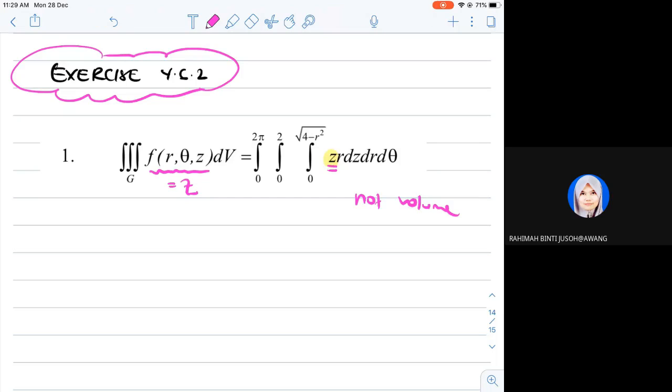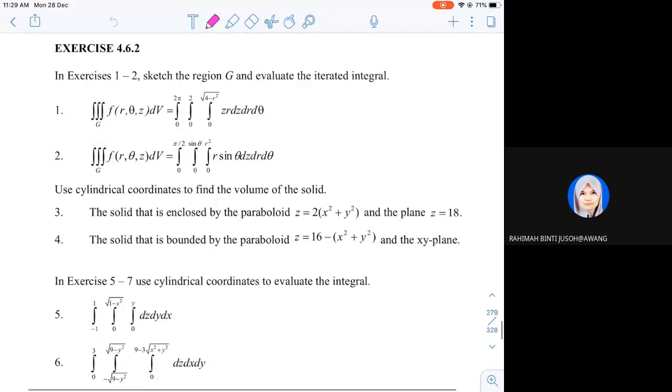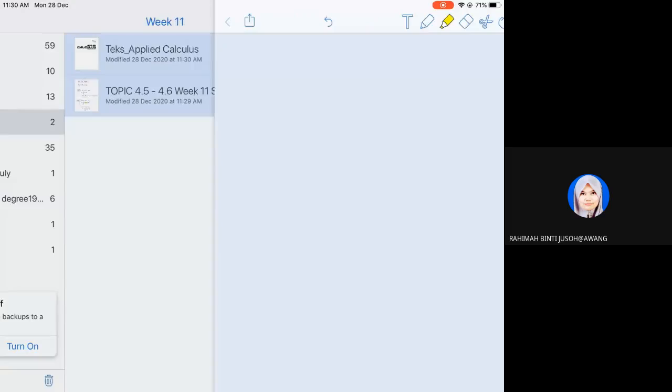Okay, do we sketch the region? Look at the earlier question. Oh yes, we need to sketch the region. Sketch the region G. Evaluate the iterated integral. Look, it doesn't mention volume at all. It just says evaluate the iterated integral. So it means it is not volume. This one is not volume because it has z in the middle. This one is also not volume because it has sin theta in the middle. Below, questions 3 and 4, we will do volume questions later. Alright, so let us proceed.